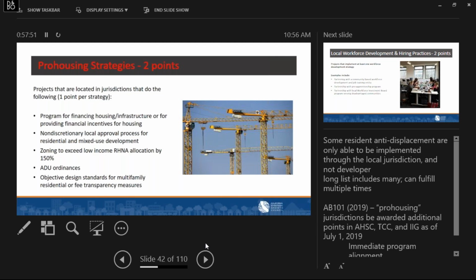But in the future, the Department of Housing and Community Development will issue its own rating system of jurisdictions that are pro-housing or deemed pro-housing. At that point, we will be referring to that rating system rather than asking our applicants to submit their own verification of these strategies.